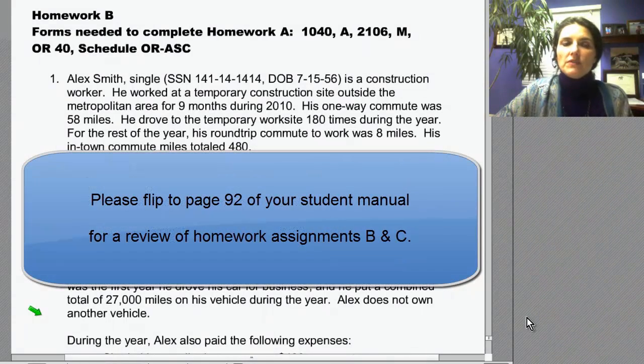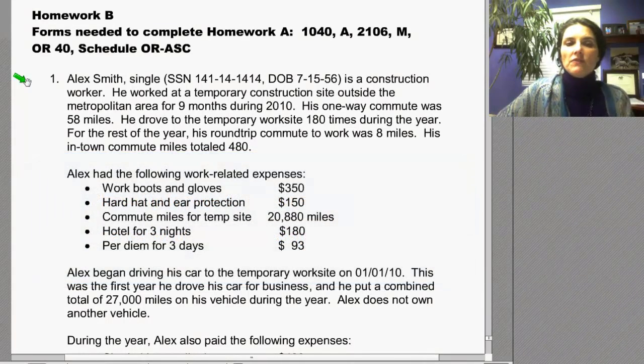It's now time to review your homework assignment that you need to complete before you begin Part 3 of Welcome to Oregon. The homework assignment is actually a two-part assignment, and it involves a character named Alex Smith. Alex is single, and he is a construction worker. He worked at a temporary construction site outside of the metropolitan area for 9 months of 2010. His one-way commute was 58 miles, and he drove to the temporary work site 180 times during the year. For the rest of the year, his round-trip commute to work was 8 miles, and his in-town commute miles were 480.